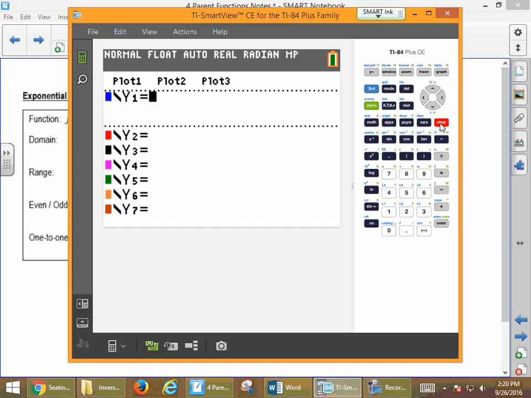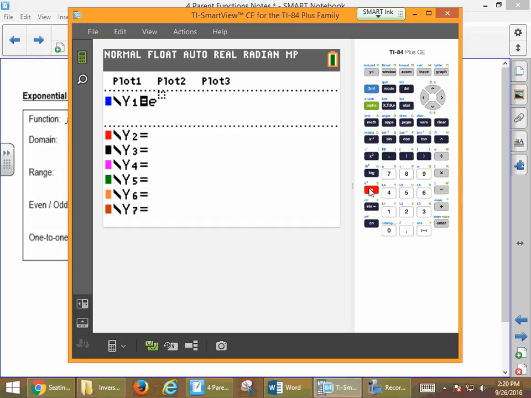But the e button that I'm going to use is going to be second and ln. So that gives me e with an exponent. There's also an e on the division bar here. But let me know on the Inspire. I can't remember how to do it off the top of my head. I don't think it's that difficult. But if you don't know how to do it, let me know.